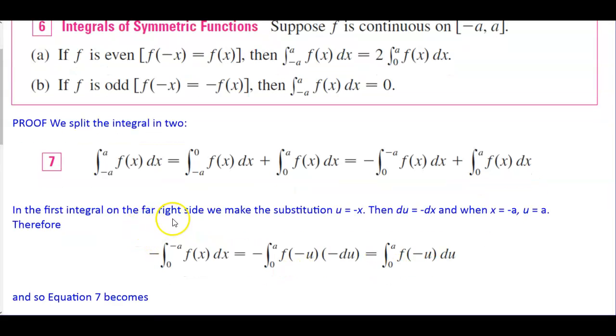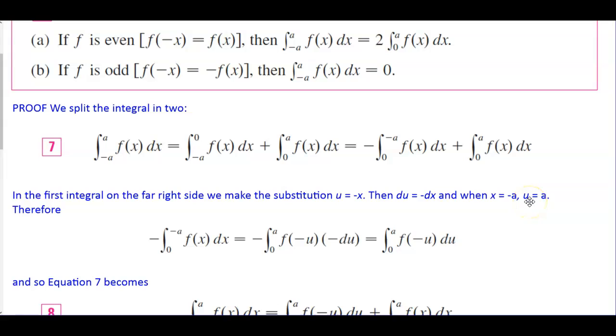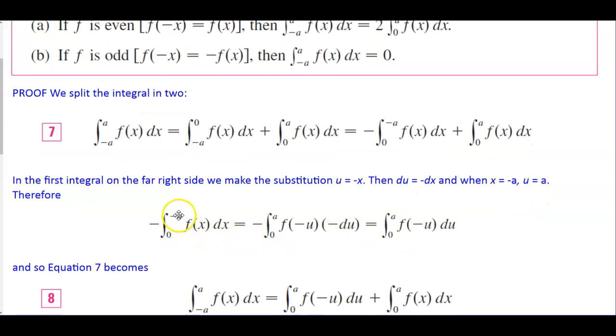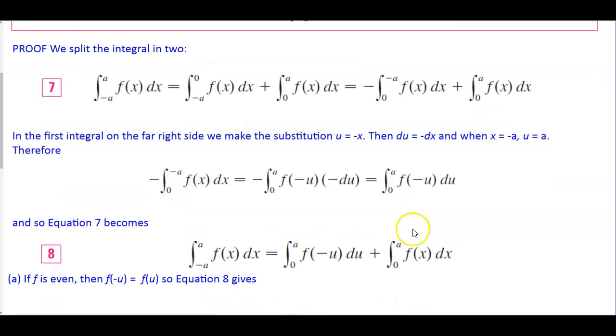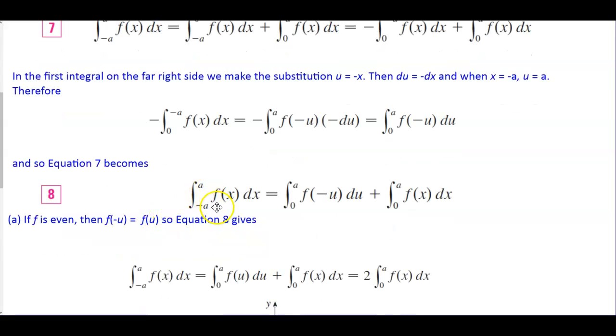So in the first integral on the far right side, we make the substitution where u is equal to negative x. Then du is equal to negative dx, and when x is equal to negative a, u is equal to a. So therefore we'd have the following. Negative the integral from 0 to negative a of f of x dx becomes negative the integral from 0 to a of f of negative u times negative du, which then equals the integral from 0 to a of f of negative u du. And so equation 7 becomes the following. The integral from negative a to a of f of x dx is going to equal the integral from 0 to a of f of negative u du plus the integral from 0 to a of f of x dx.